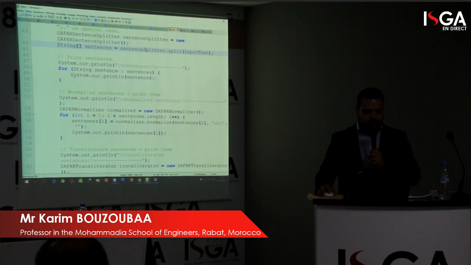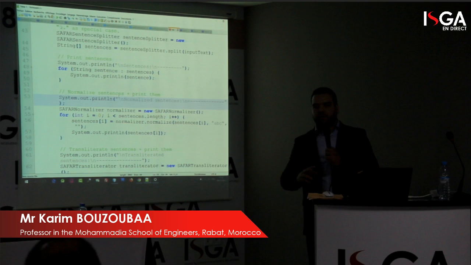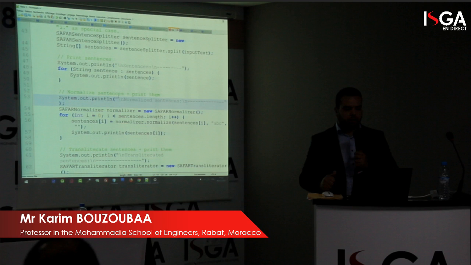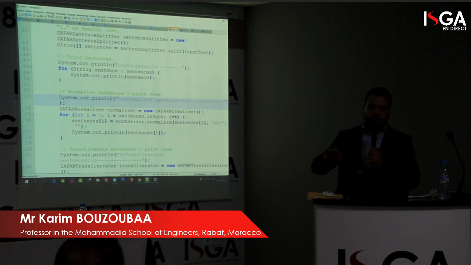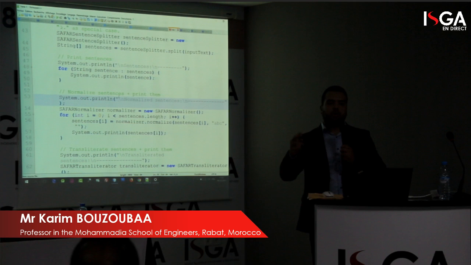So the next step is to normalize. The normalization consists of removing some words, removing some characters that you are not interested in keeping in your text and you want to remove them. For example, if you are processing an Arabic text, you want to remove all non-Arabic letters such as French letters, etc.